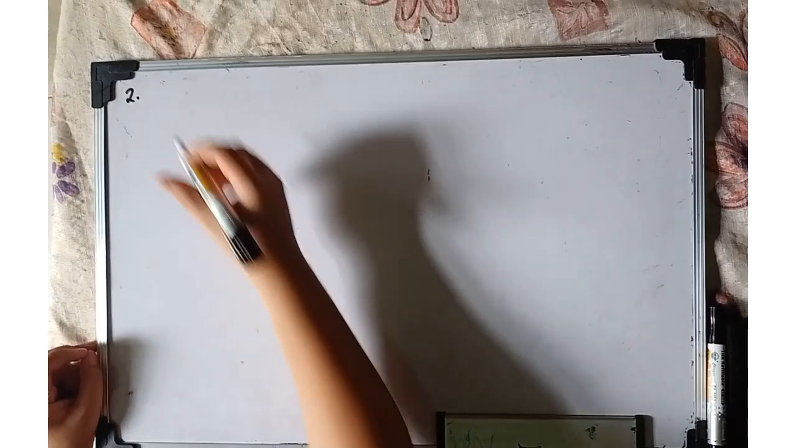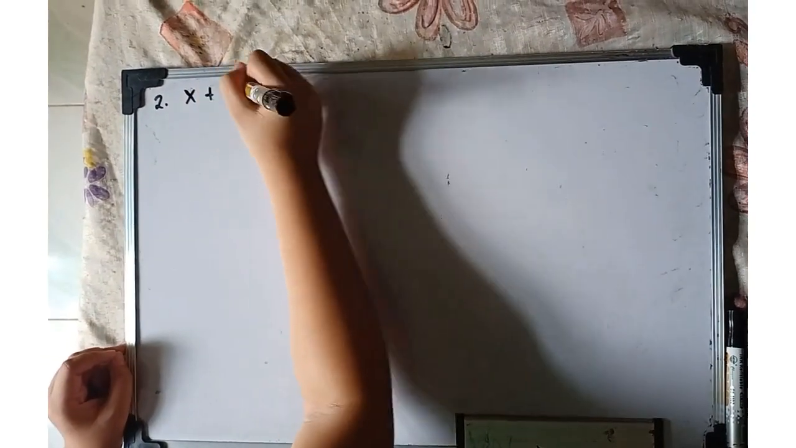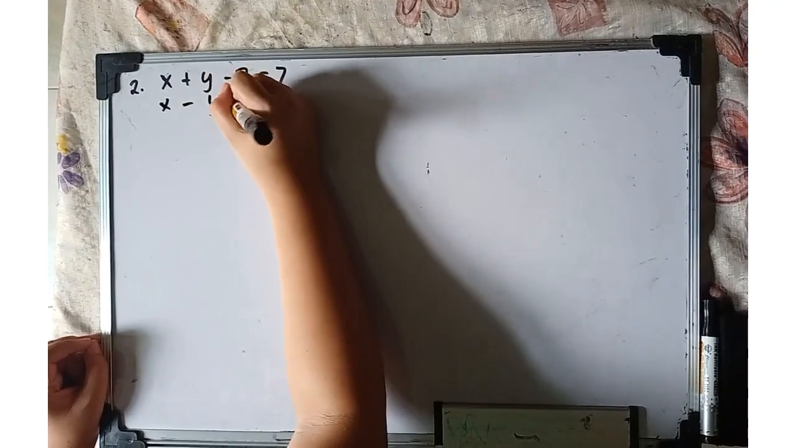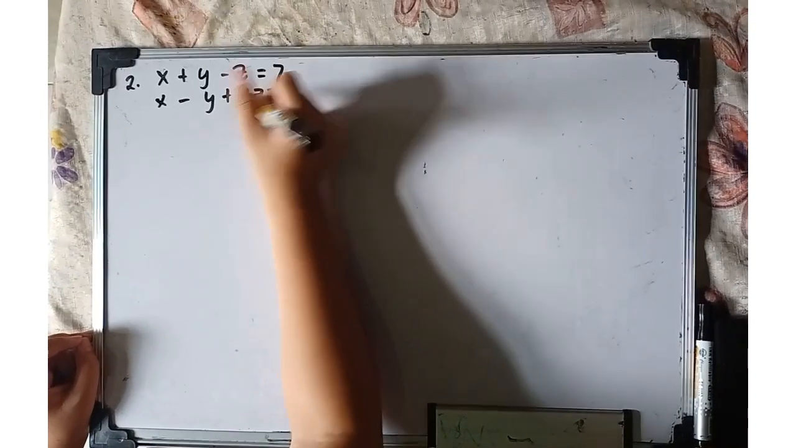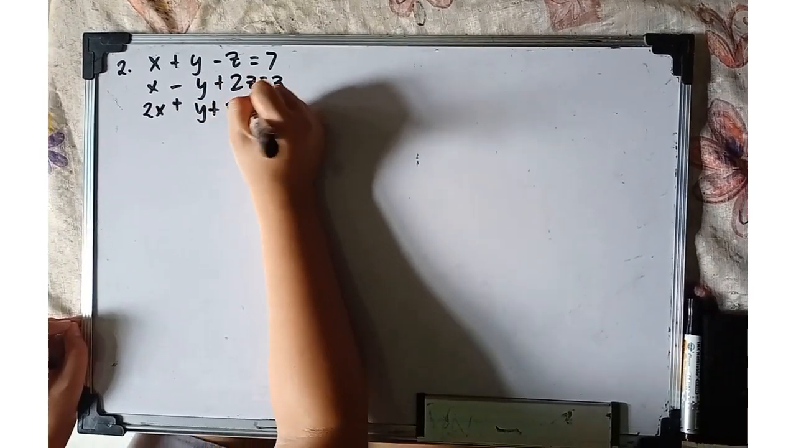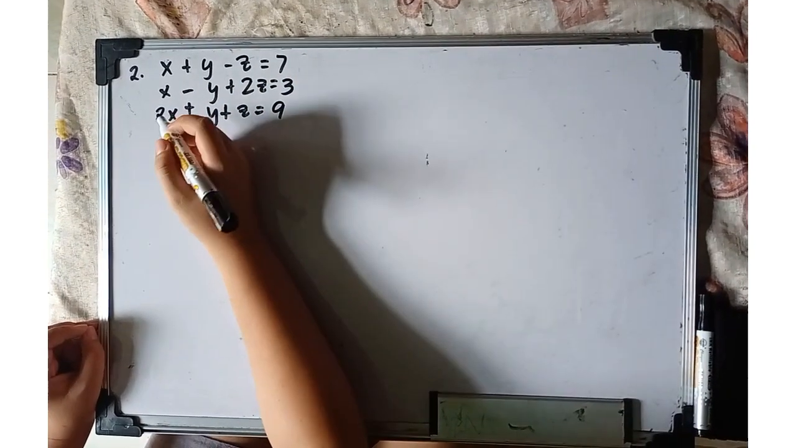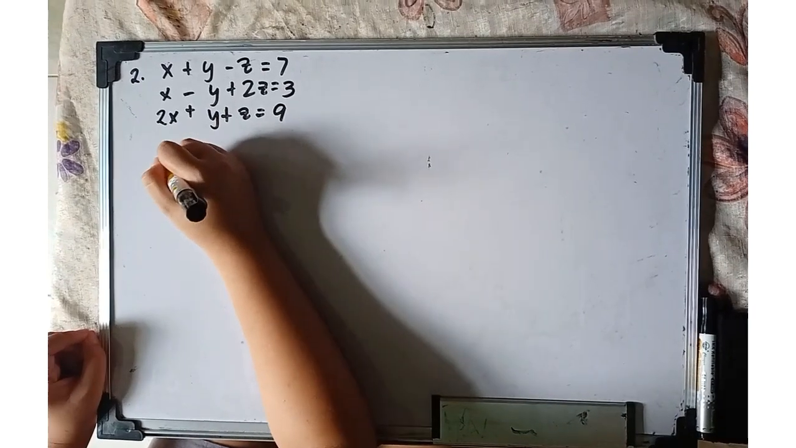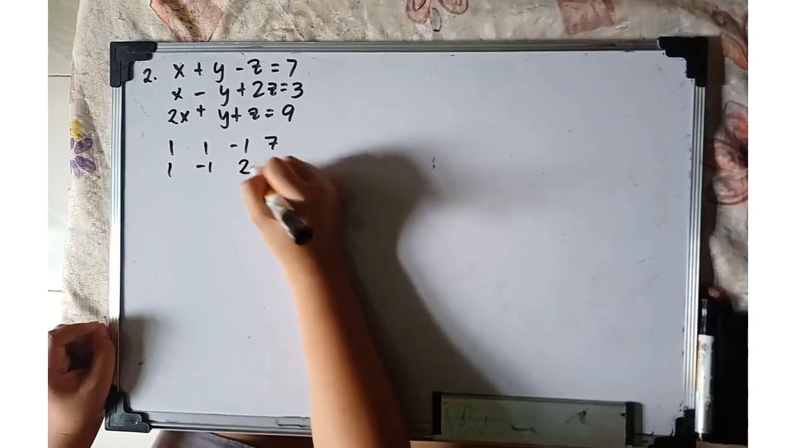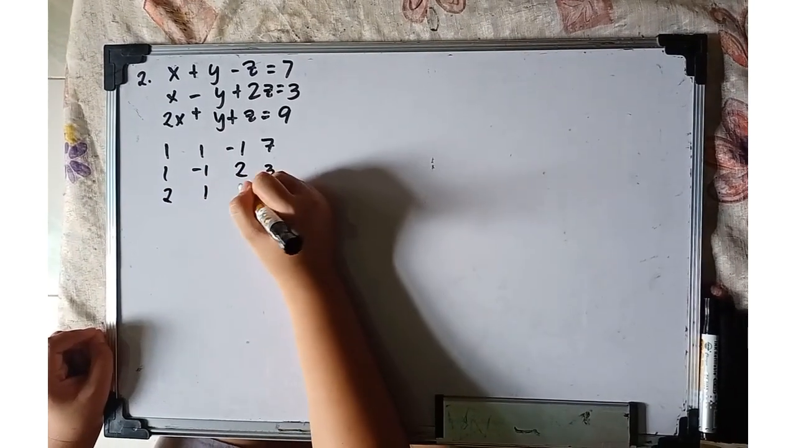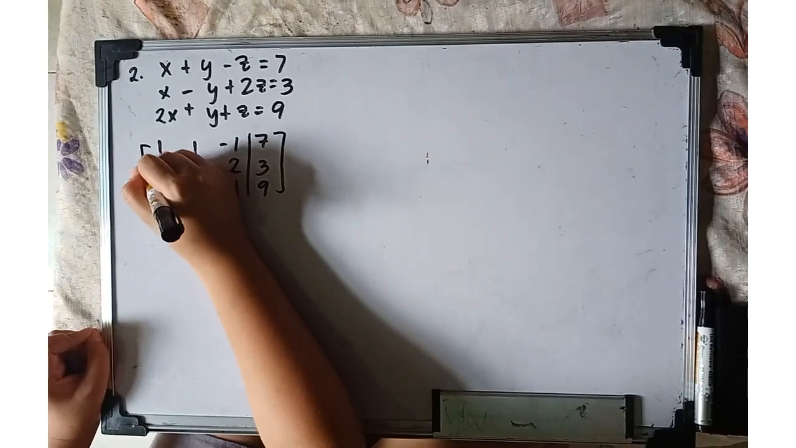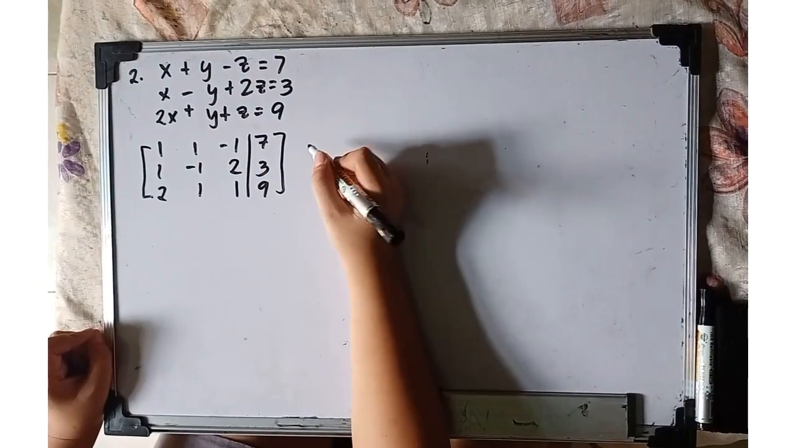So our number 2 is x plus y minus z is equal to 7, x minus y plus 2z is equal to 3, and 2x plus y plus z is equal to 9. So we have to convert it into an augmented matrix. So 1, 1, negative 1, 7, 1, negative 1, 2, 3, 2, 1, 1, 9. Separate it by a vertical bar and do the same process as the first example.